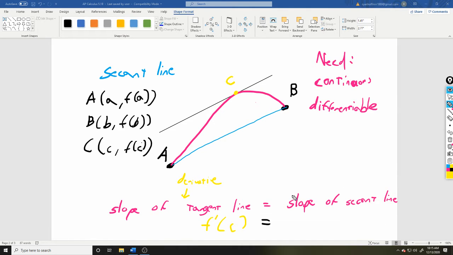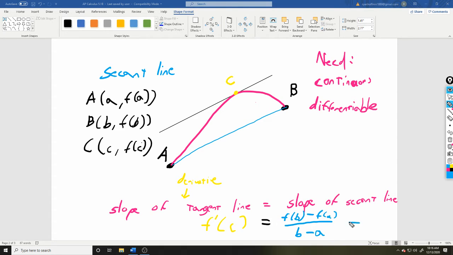And our slope of the secant line, well, that's just a straight line segment. So if I want the slope of my secant line, then that's just going to be the formula for change in y over change in x. So since I'm looking at A and B, change in y is going to be f of B minus f of A over the change in x. So my x coordinates are B and A, so I'm going to subtract them.